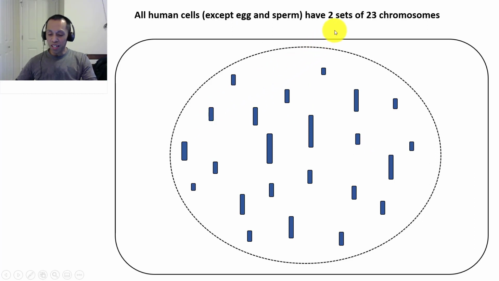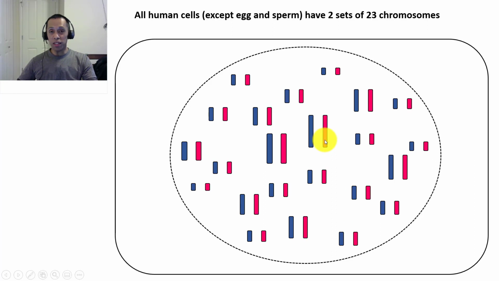But what I'm saying here is that human cells, most of them don't have just one set of 23 chromosomes. Instead, there are actually 2 sets of 23 chromosomes inside of most human cells. And so another way of saying this is that you have 2 of each chromosome inside of most of your cells. Again, the only exception being egg and sperm cells, which only have 1 of each chromosome. And so you might be asking yourself, well, why do we have 2?